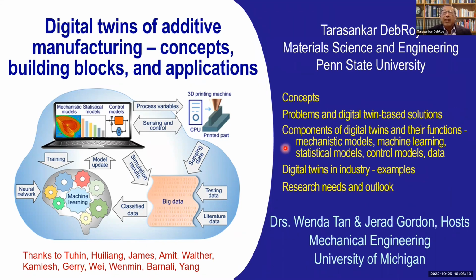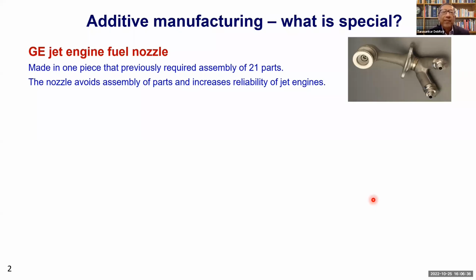Define a little bit about the components of digital twins, how it works, mechanistic models and database models, control models, and data itself, and then how they are used in industry and what is in store in the future based on evidence. What is so special?